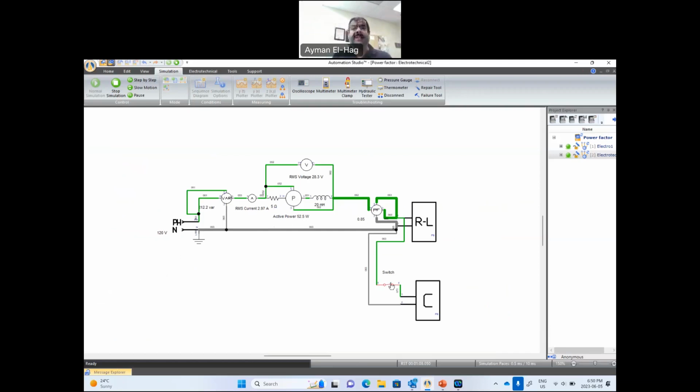So overall, you can see here a very good improvement in the system in all aspects. And this is why we connect the capacitor bank in the power system.